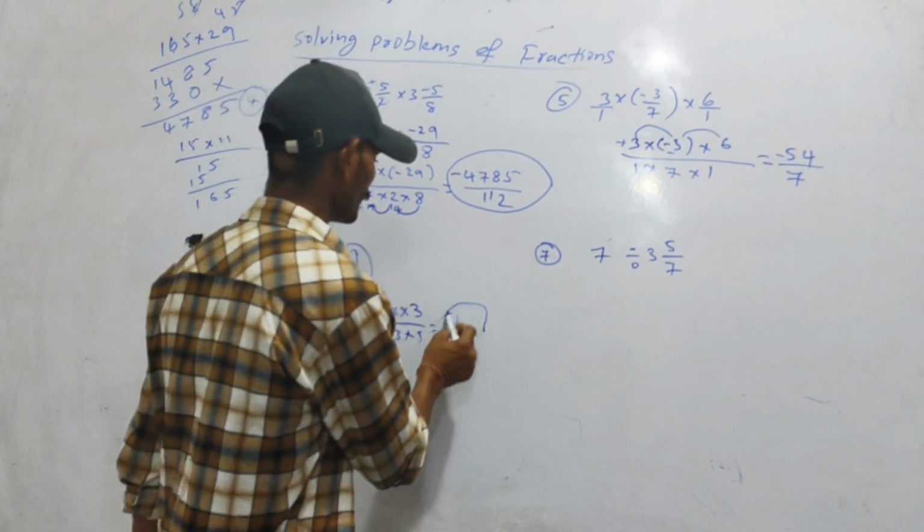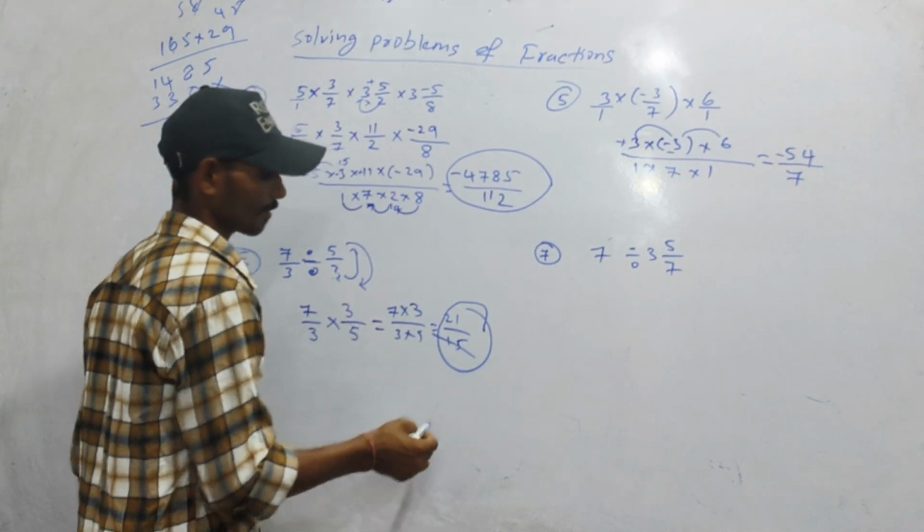Next come to the next problem. These two numbers are divisible by a single number. How much?